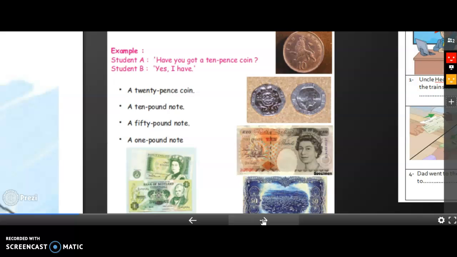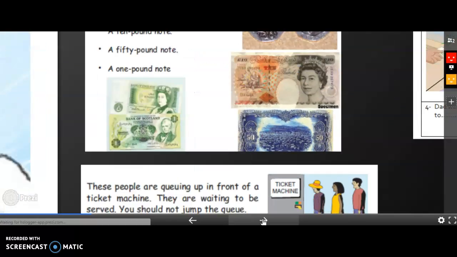Actually, we answer yes, I do. Do you have a 10 dinar note? Have you got a 10 dinar note? Yes, I have. Very good. Have you got? Yes, I have. Do you have? No, I don't. Good. That's good.